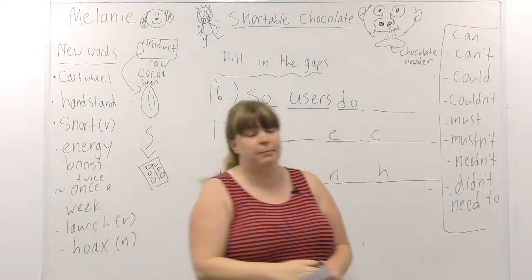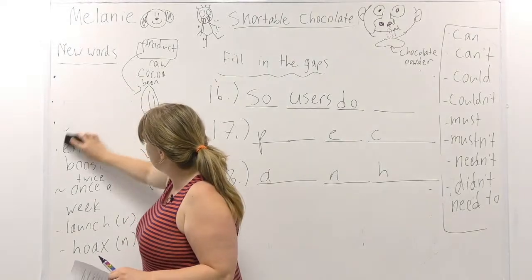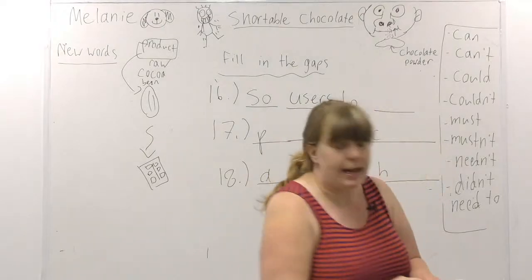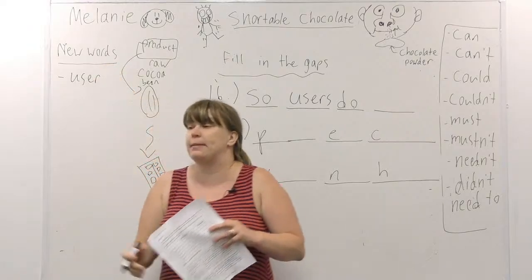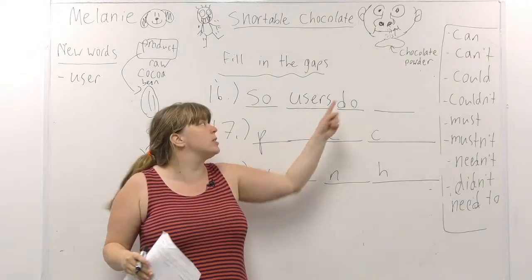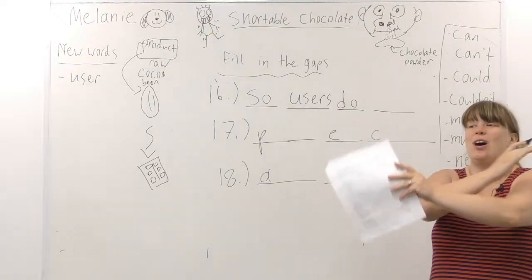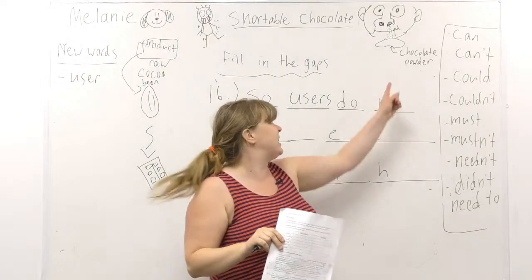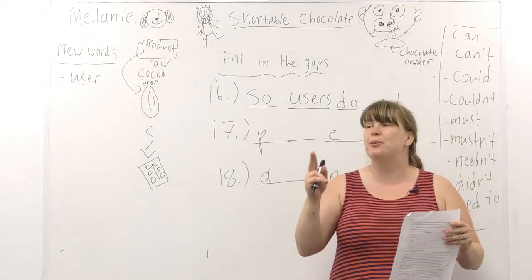So actually, I'm going to erase some of these new words. Okay, let's get rid of this. Okay. A user is someone who uses something. So this person is a user. He uses cocoa powder. So users do not know what is inside here. And number 17. Okay, yes, people eat chocolate.